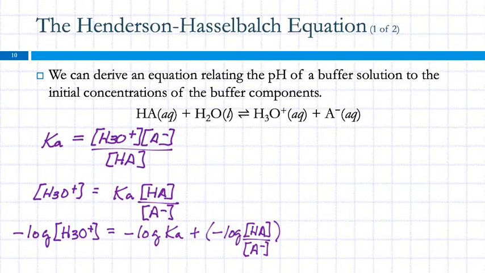Yes? Why would it be Ka times HA over log of A minus? Because that doesn't give me anything useful. This is not the only thing I can do to the equation. And this time I made notes so I wouldn't go off into crazy land.